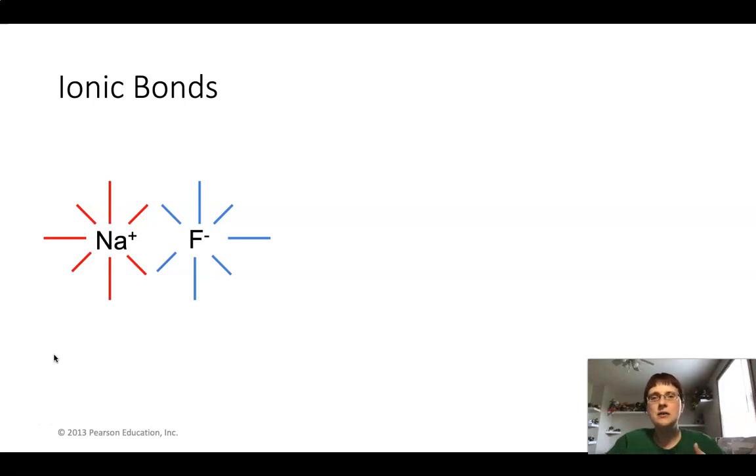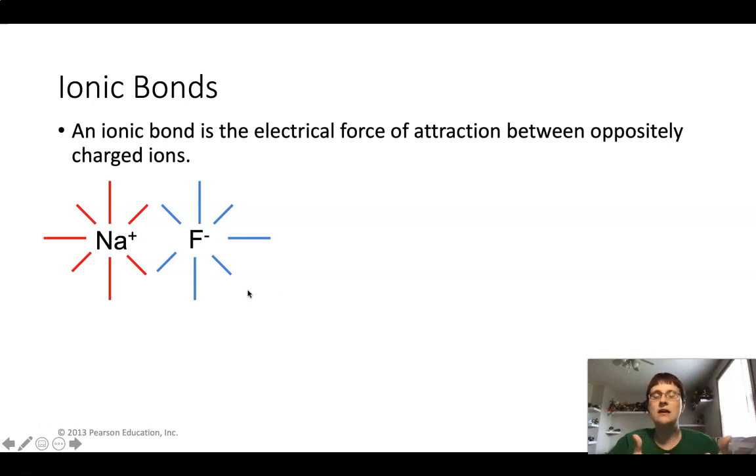And so ionic bonds are bonds that are created when you get two ions of opposite charges together. So that's all an ionic bond is. It's the electrical force of attraction between oppositely charged ions. It's just like when we talked about electricity, positive and negative charges for static electricity are attracted. Positively and negatively charged ions are attracted to each other.